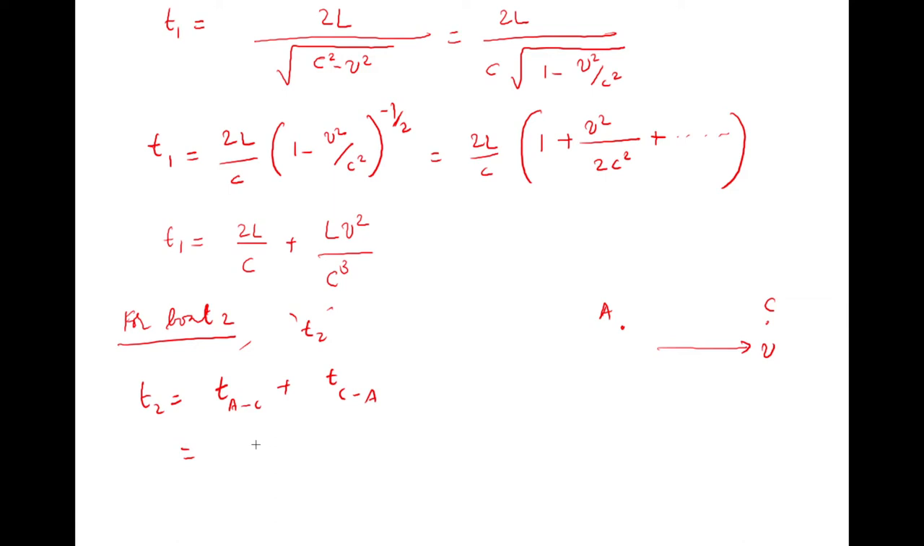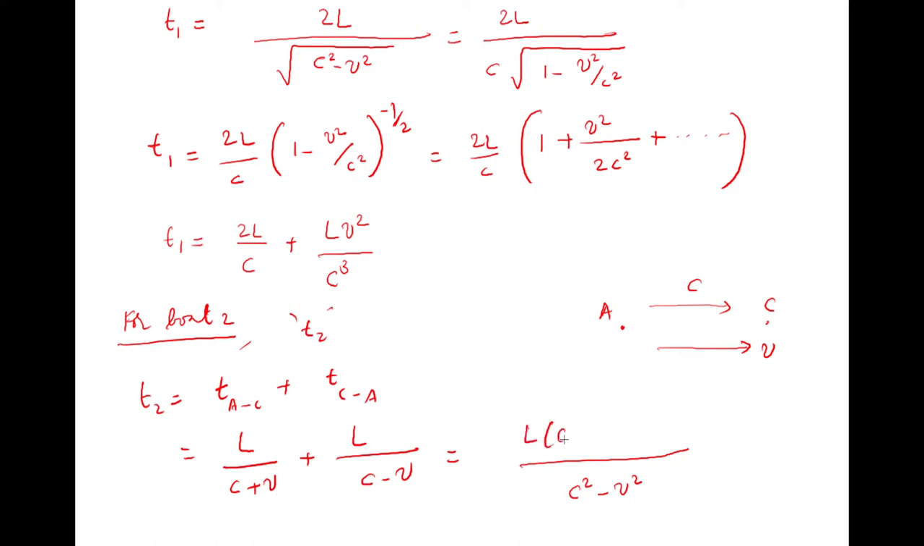And that is going to be equal to, again, the distance is L. So we can say L over C plus V, because when it goes in this direction, with respect to the river bank the velocities are going to get added. Plus L over C minus V next, because the boat is going to come back in the opposite direction. Now we can take the common factor, C squared minus V squared. So we have L into C minus V plus, for the next term, L into C plus V, right? So that's what we will have.